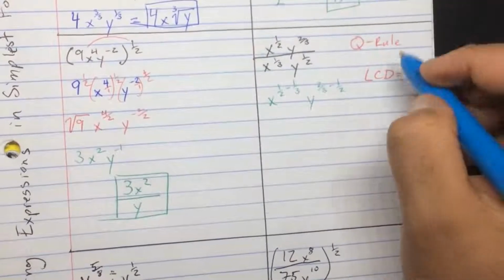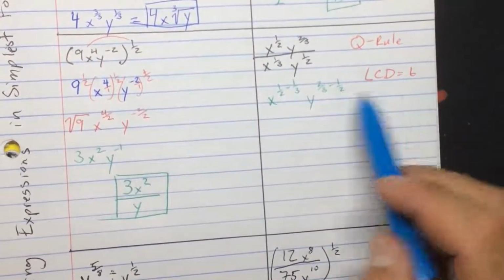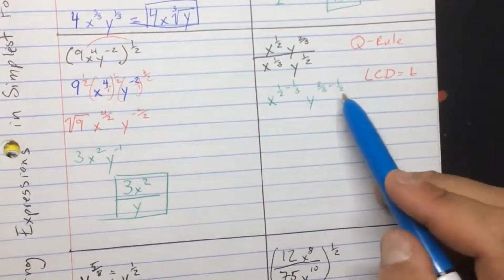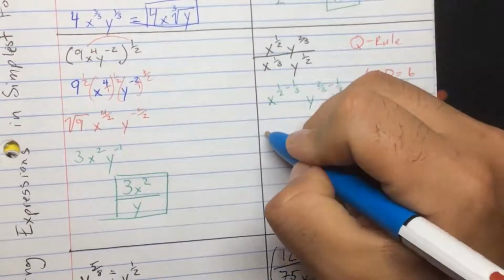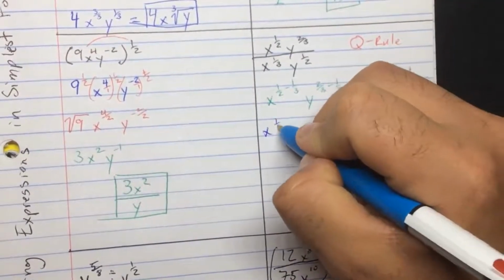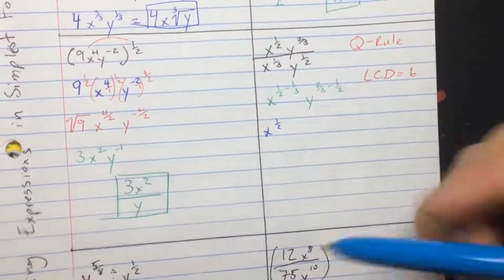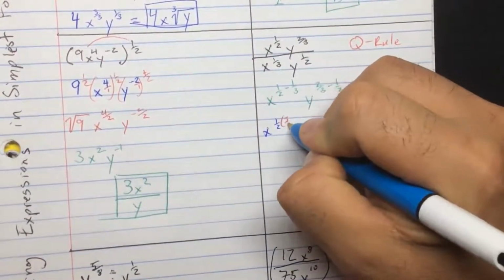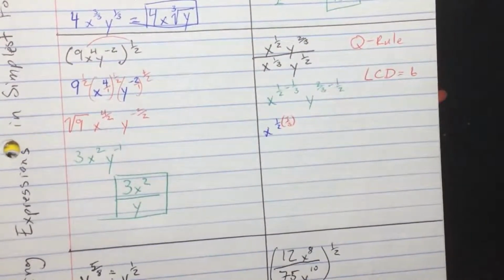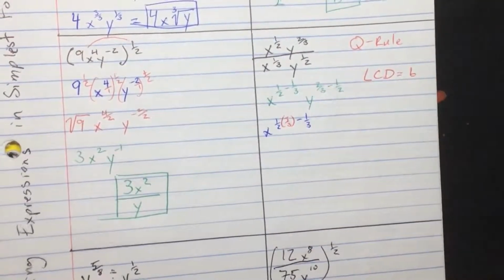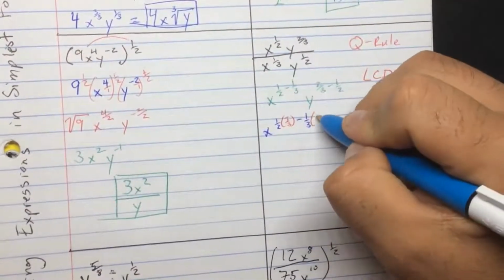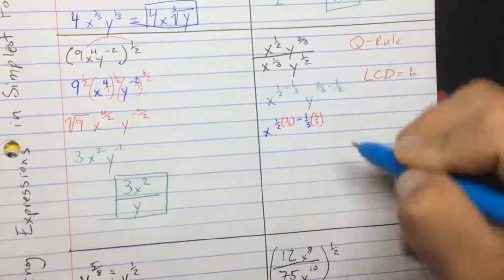Everything here has a wonderful LCD equal to 6. So we're going to change each of these by doing an operation to make it equal to 6. In order to do that, we're going to switch to blue. So we're going to have x to the 1/2, but in order to make 6 in the denominator, we're going to multiply it by 3 over 3. And we're going to subtract 1/3. But once again, I have to make the denominator 6, so we're going to multiply by 2 over 2.